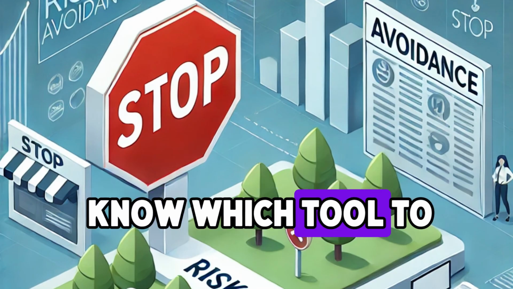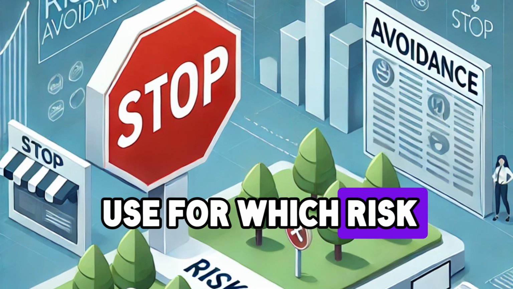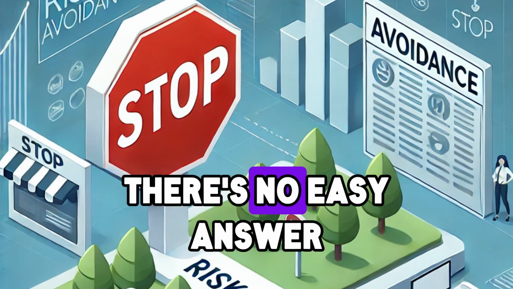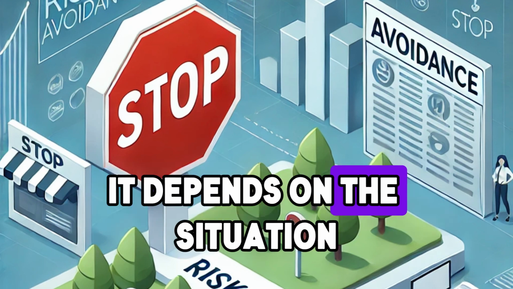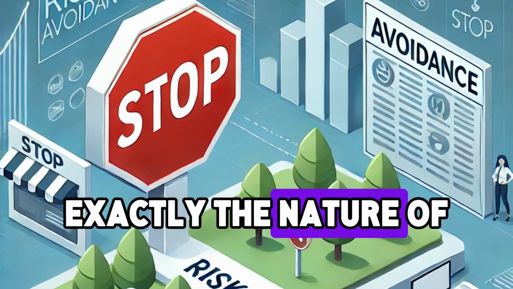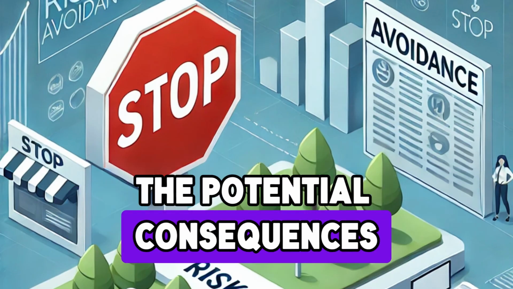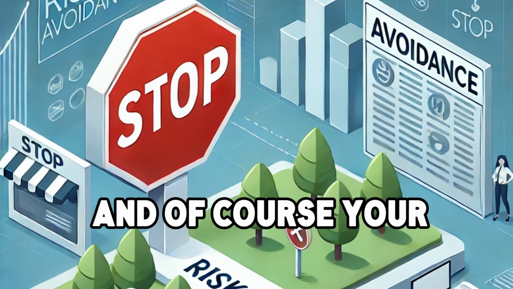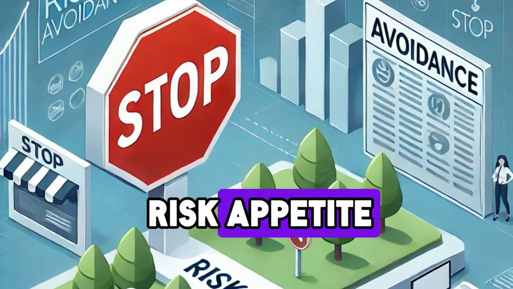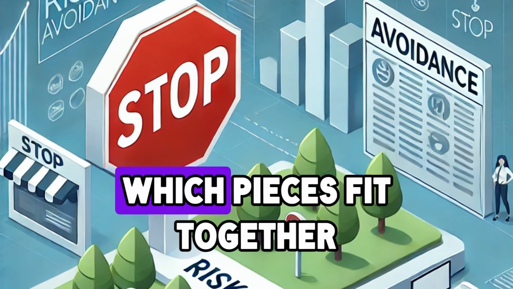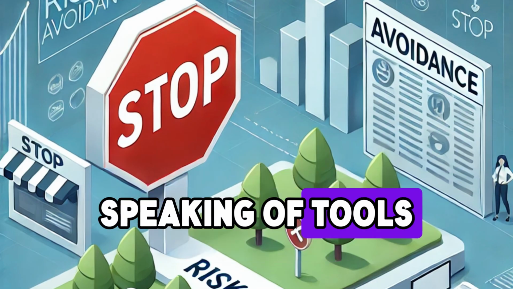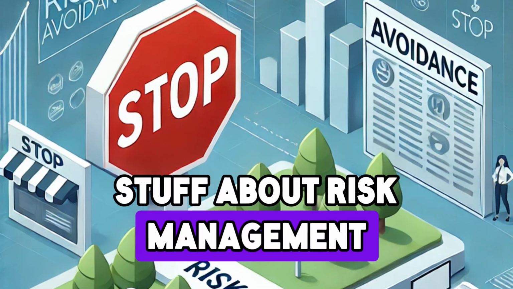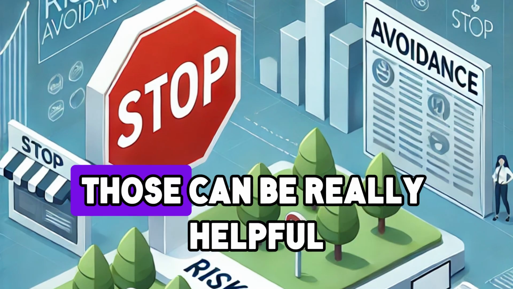But how do we know which tool to use for which risk? That's the tricky part. There's no easy answer. It depends on the situation. Exactly. The nature of the risk, the potential consequences, the cost of mitigation, and of course, your risk appetite. Right, right. It's like a puzzle. You got to figure out which pieces fit together. Speaking of tools, I also saw some stuff about risk management software and templates. Yeah, those can be really helpful.